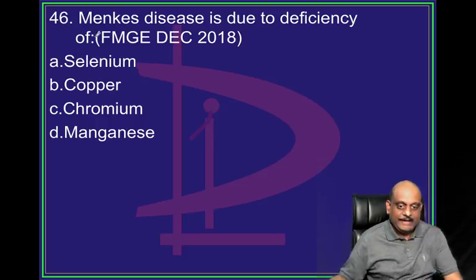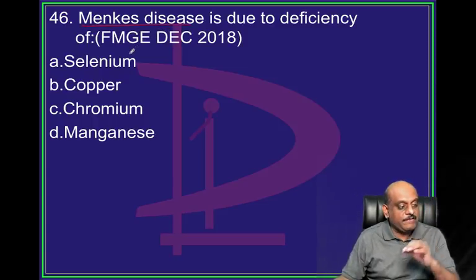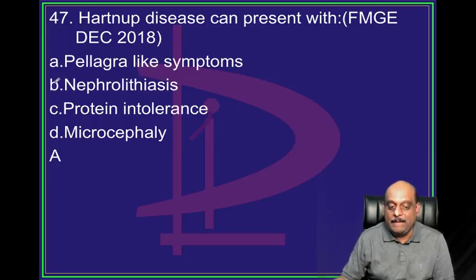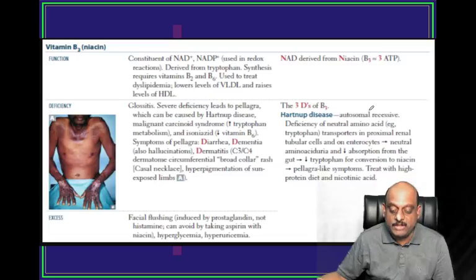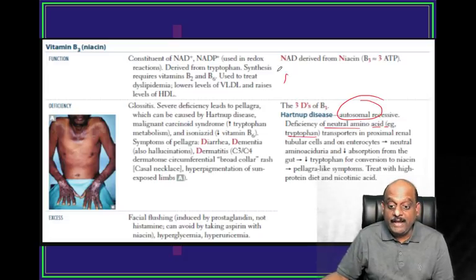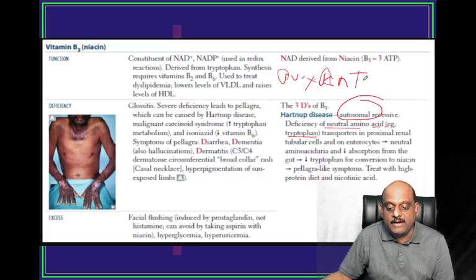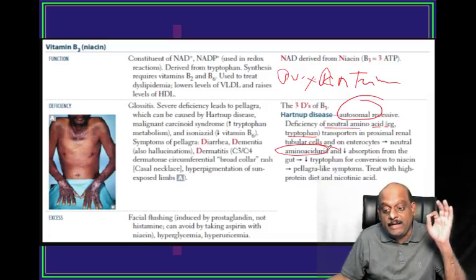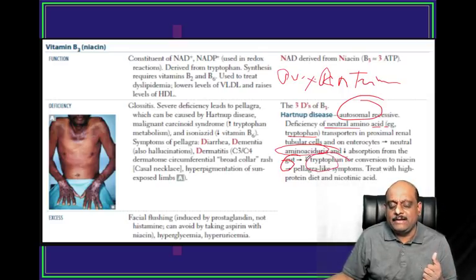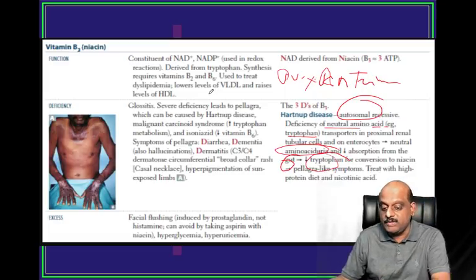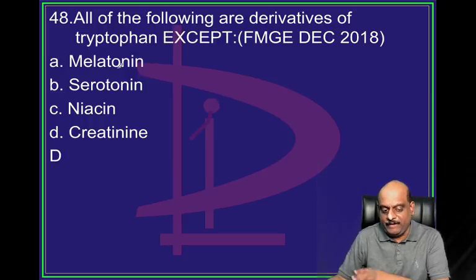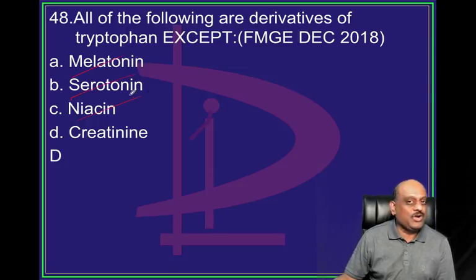Now, Menkes disease, Menkes kinky hair syndrome, is due to deficiency of copper. Hartnup disease will present with pellagra-like symptoms. What is Hartnup, doctor? Autosomal recessive deficiency of neutral amino acid transporters in the proximal renal tubules, that leads to neutral aminoaciduria and decreased absorption of the neutral amino acids in the gut, leading to decreased tryptophan and the development of pellagra. That is Hartnup disease, is what you should remember. Now, doctor, what are derivatives of tryptophan? Melatonin, serotonin, niacin, not creatinine.